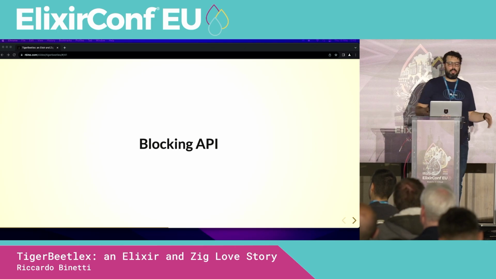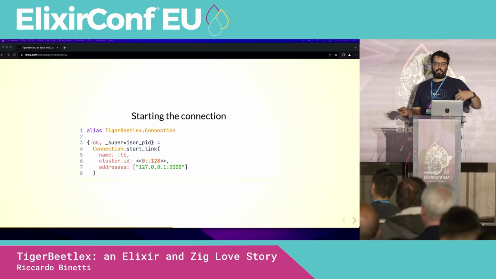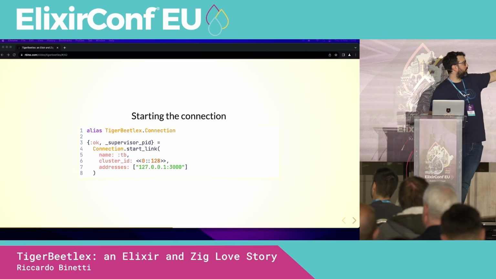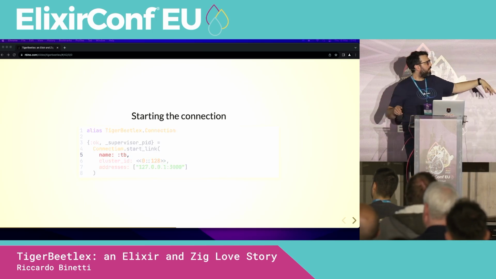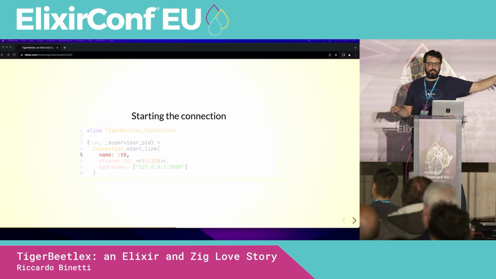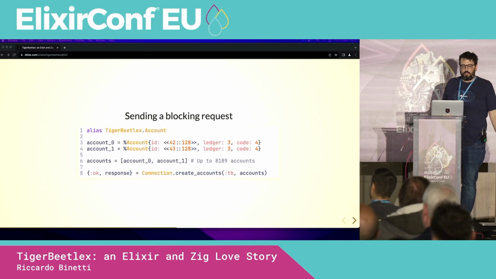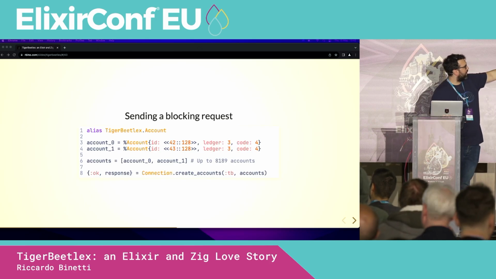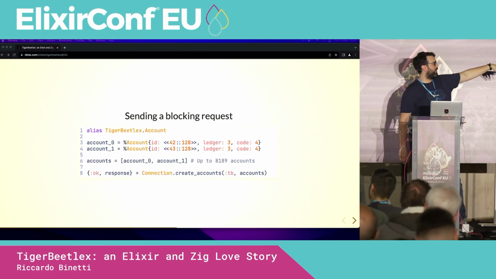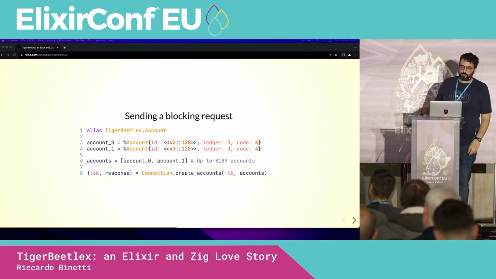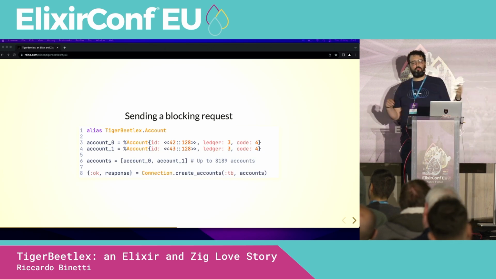The blocking API is strikingly similar, but it's just blocking. So you start a TigerBeetlex connection, which is actually a partition supervisor, and you pass a name explicitly, and that name will be what you use to perform the same request. So everything is basically similar. Instead of getting the reference back, you directly get the response back. When should you use one versus the other?